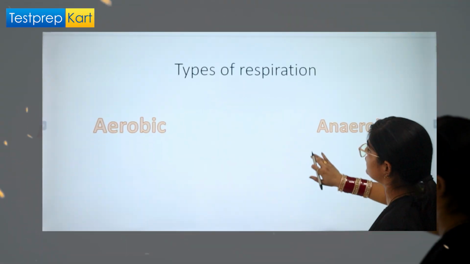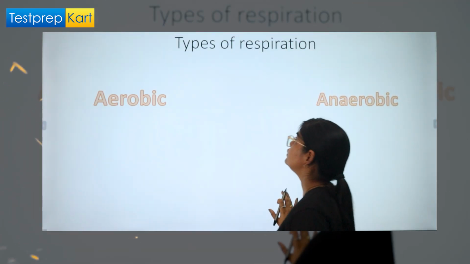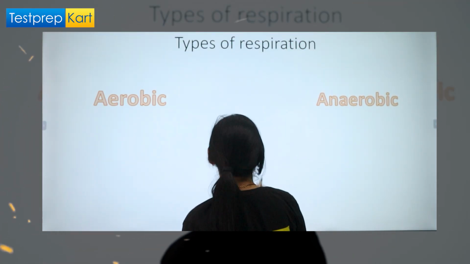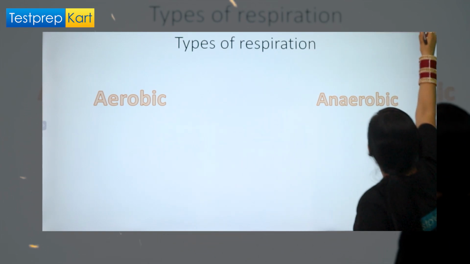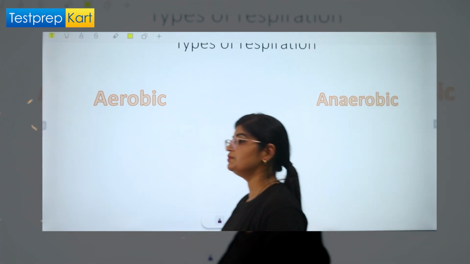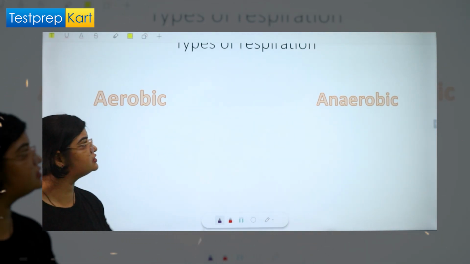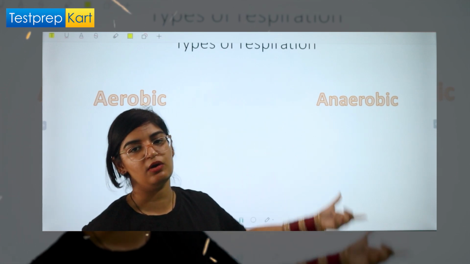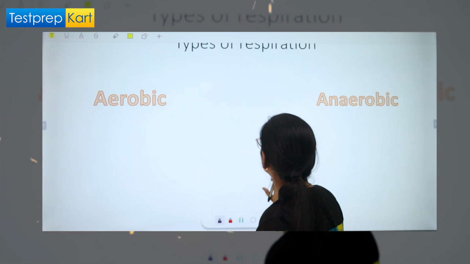Now we talk about respiration. Respiration, we talk that there is cellular breakdown of food inside the body. So respiration, on the basis of presence or absence of oxygen, is basically of two types, that is aerobic and anaerobic. Right?